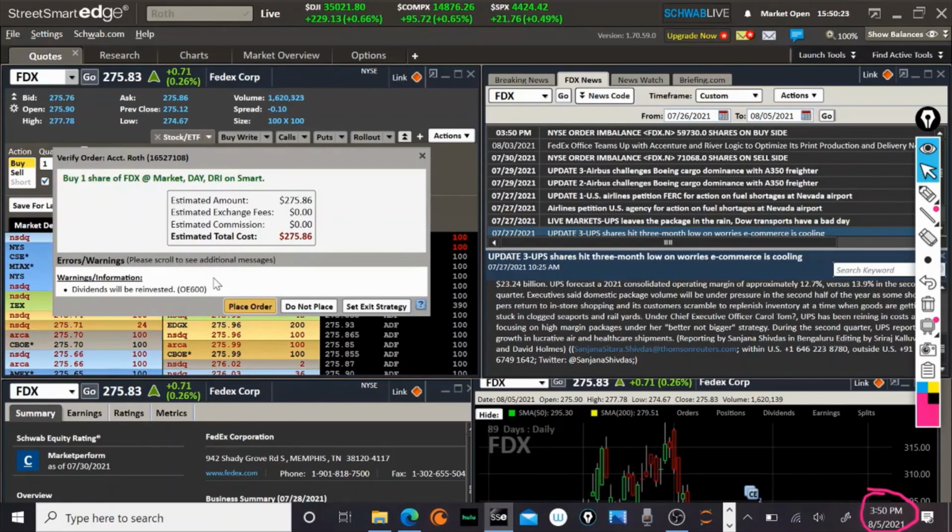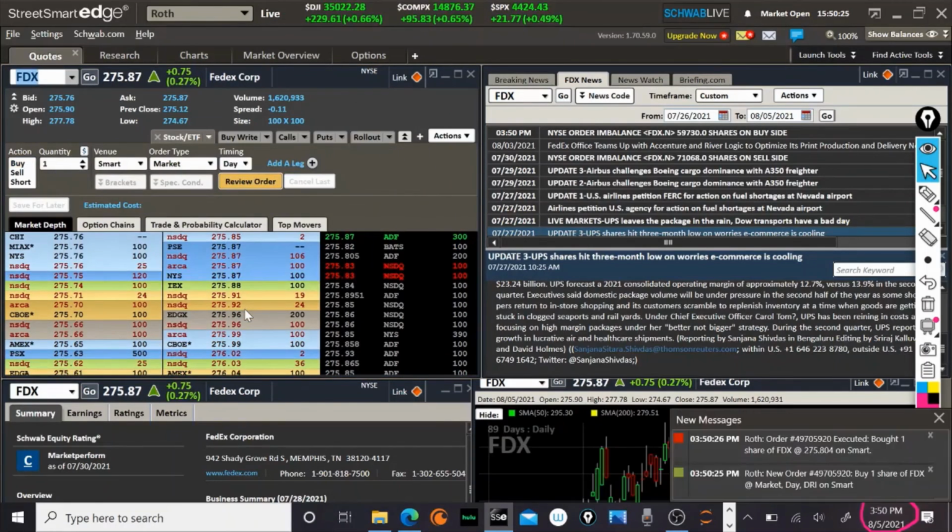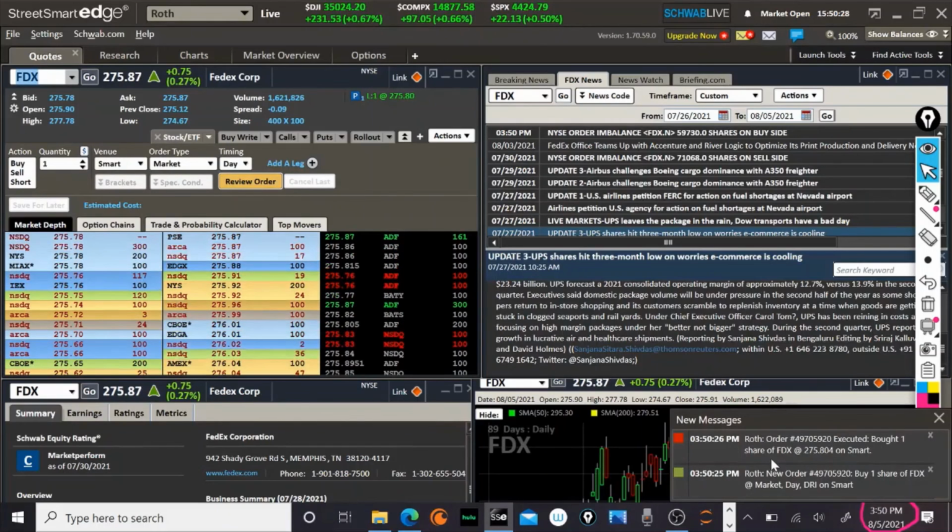We'll check it one more time. And it looks good again. Dividends will be reinvested. Place order. Now look in the bottom right hand of the screen. You'll see that my order executed. And I now have 1 share of FedEx in my account.